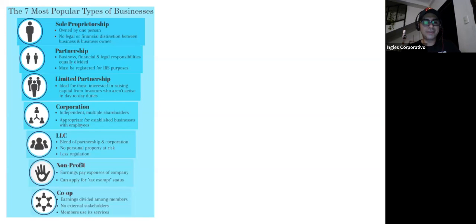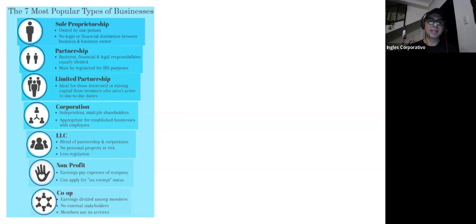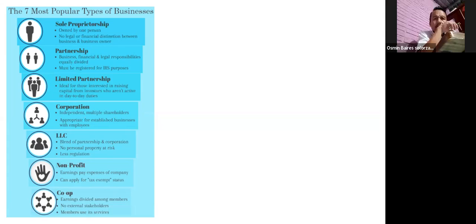Okay, the other one is a very interesting one. Anybody wants to read the nonprofit? Me, teacher. Okay. Nonprofit. Earnings pay expenses of company. Can apply for tax exempt status. Very good. So the nonprofit organizations are earnings pay expenses of company. There is no money that you put into the company.